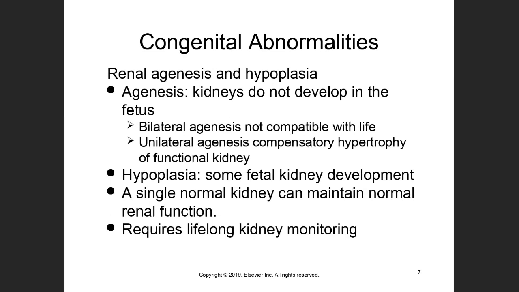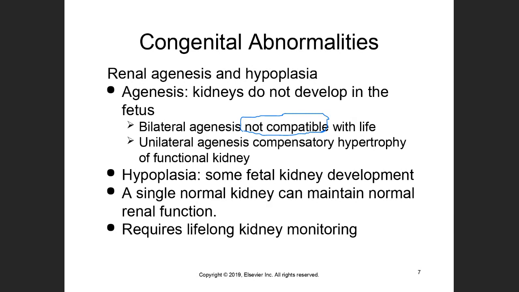Now we have congenital abnormalities. Those are problems that you are born with. Renal agenesis and hypoplasia. Agenesis means that you don't develop the kidney. Basically, you don't have a kidney. Bilateral agenesis, meaning you don't have both kidneys, is not compatible with life. When you hear this in medicine, not compatible with life means that the patient is going to die. So when you give birth, it's a stillborn, a dead fetus.